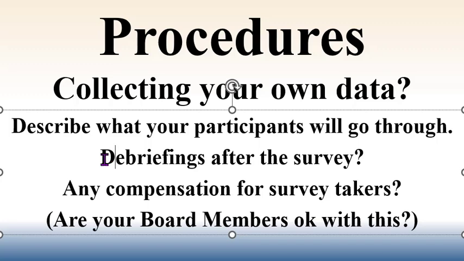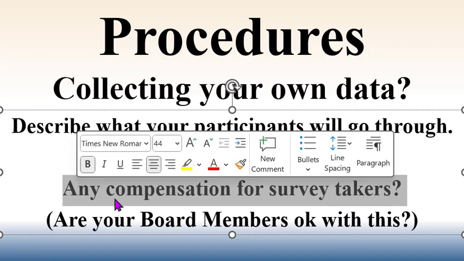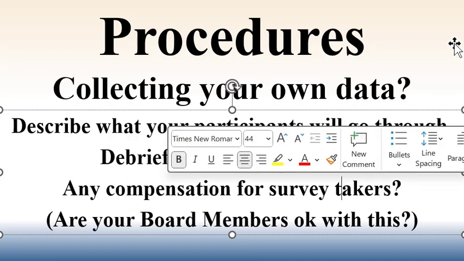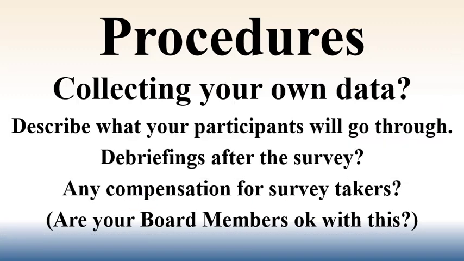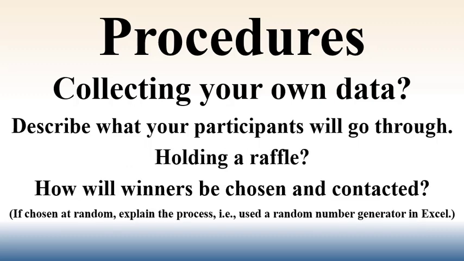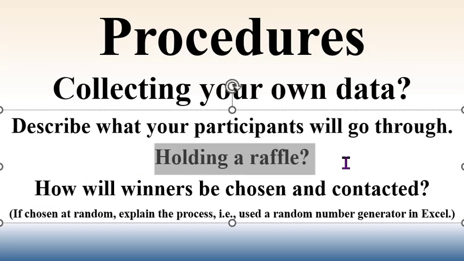So what he ended up doing was going out in front of the VA hospital, and anybody that walked by with a fake limb, he would try to get them to take a survey. So again, it's totally up to you guys on how you get this stuff done. But you just got to tell the reader if you paid them to take your survey. You're supposed to let your board members know if any compensation was offered to your participants. Like, did you hold a raffle? Very common, right? So if you do, you have to describe how the winners will be chosen and contacted.